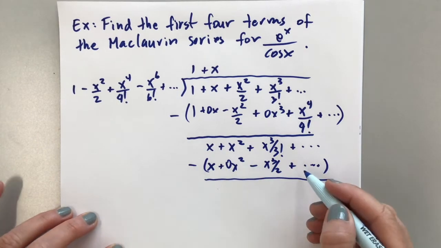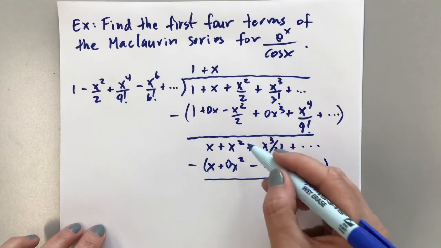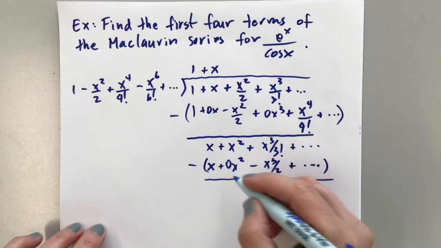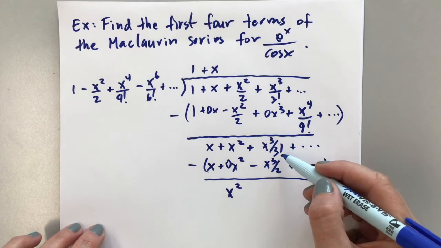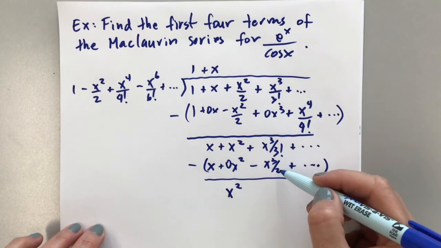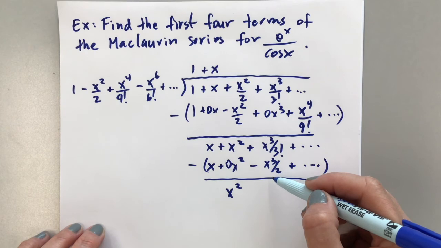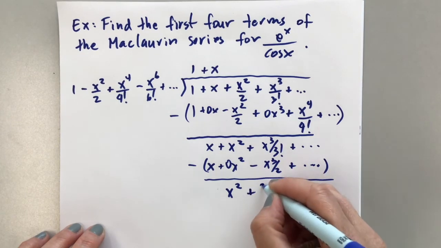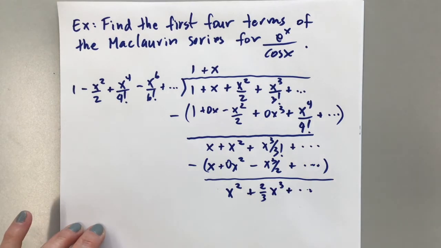Again, just carry out a few terms here. So we subtract. So x minus x is 0. X squared minus 0x squared is x squared. X cubed over 6 plus x cubed over 2. So x cubed, so 1/6 plus 1/2 will be 2/3. Okay, and now we just do it again.